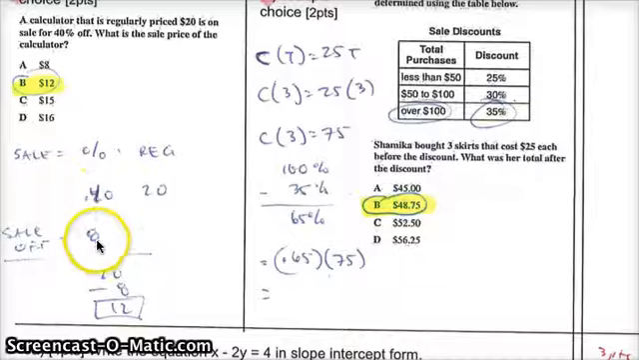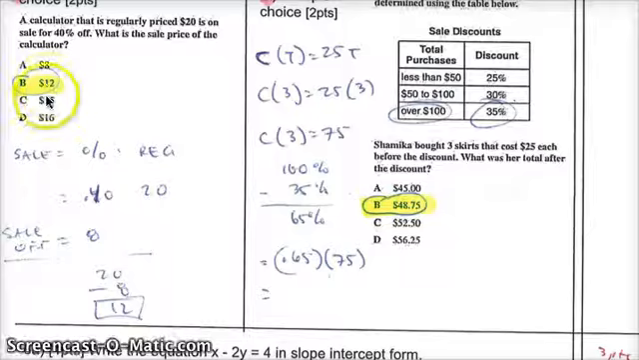So $8 represents 40%, which means you're only paying 60%, so 20 minus 8 is $12. B is your correct answer. Okay, if you guys did it the other way, 100% minus 40% is 60%, and then 60% times $20 will give you $12.